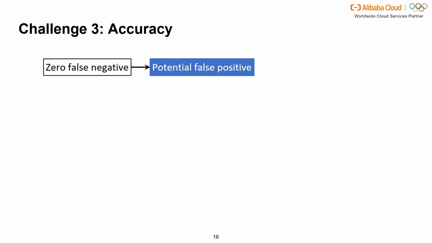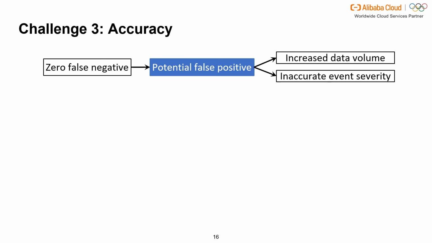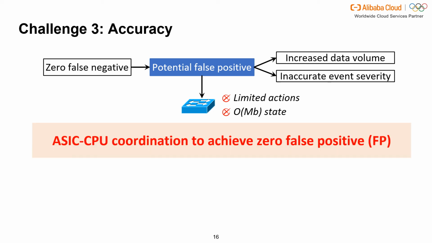NiceR uses group caching table to avoid false negatives, but inevitably, it introduces potential false positives. False positives not only increase data volume to be transmitted, but also mislead network operators, as if multiple independent events have happened to the same flow. However, due to limited programmability and memory, it's hard to fully eliminate false positives on programmable data planes.